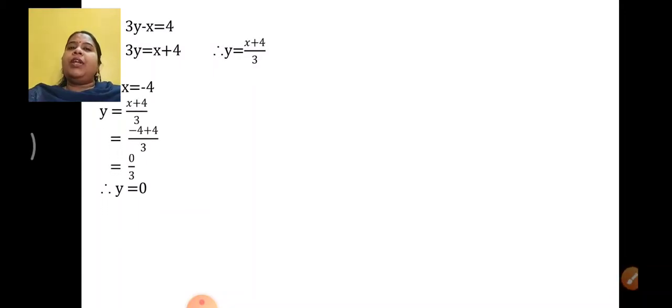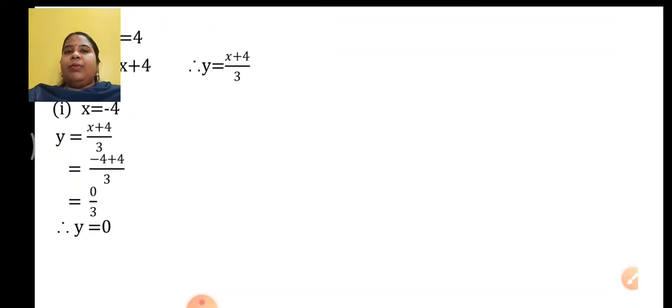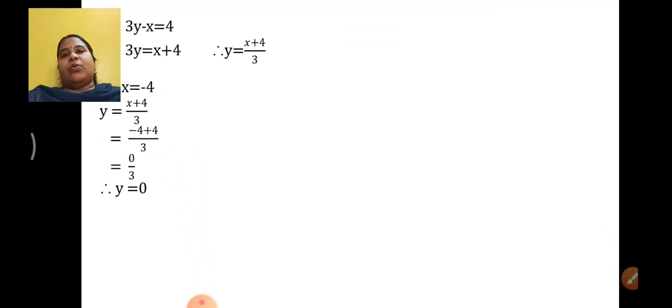Now here I have taken directly x as minus 4. Why minus 4? Because it should click you that minus 4 plus 4 will be 0. 0 upon anything is again 0. Yes or no? So our first value will be x as minus 4. Yes, and y as 0. So see this, x as minus 4 we work out and we get y as 0.